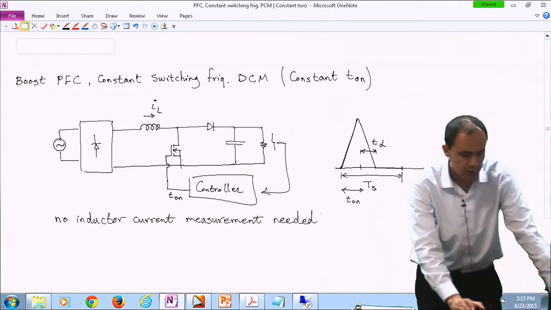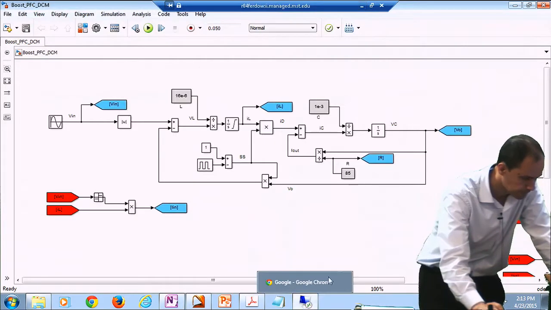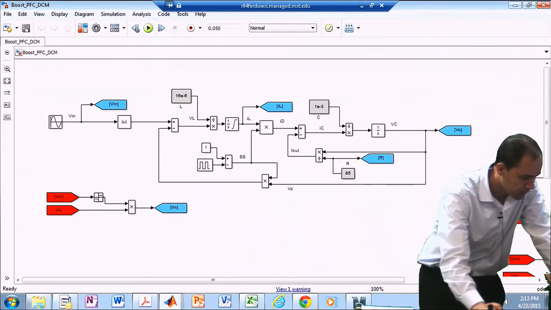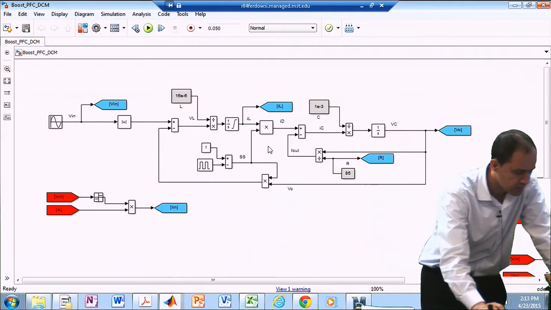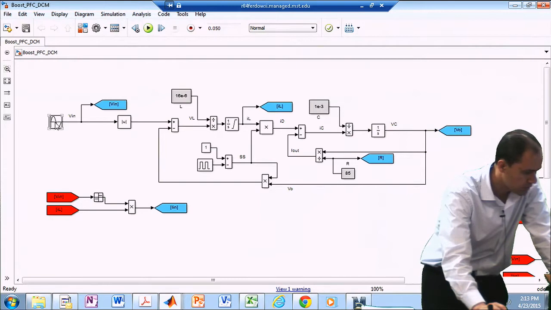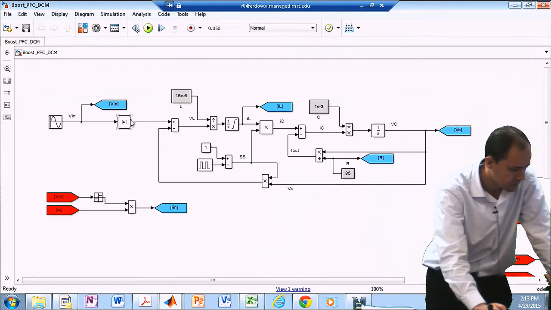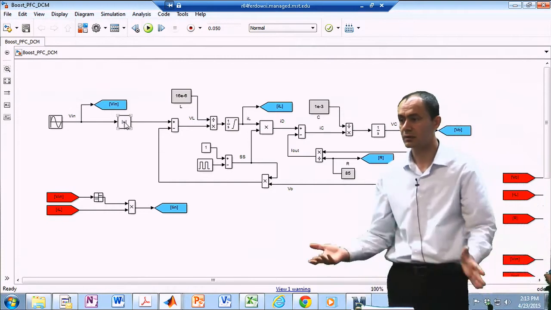Okay, so let's take a look at the simulation file. Over here I have this boost topology. It's in MATLAB, in Simulink. It is not in PLECS. So this is my sinusoidal source. It is rectified. Rectification is basically getting the absolute value of a signal.